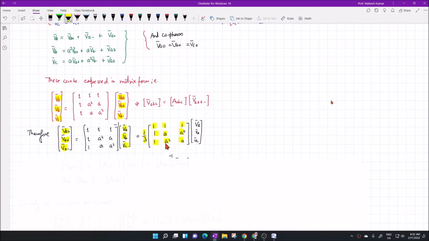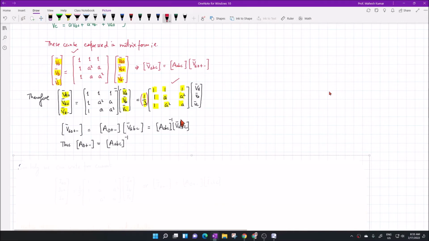What is the difference between this matrix and this matrix? Number one, in this matrix there is a scaling factor of 1 by 3. When we take the inverse of this matrix, we get 1 by 3. And also the second and third rows have interchanged. That is, this is 1, a, a square, here it is 1, a square, a. This is here 1, a square, a; 1, a, a square.